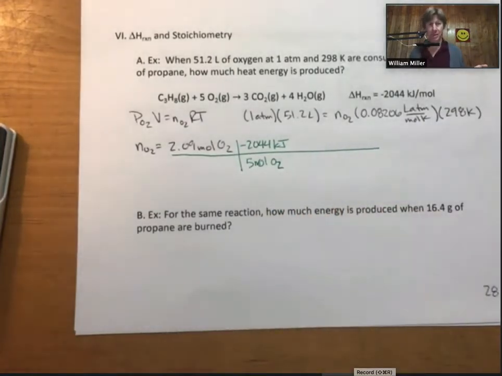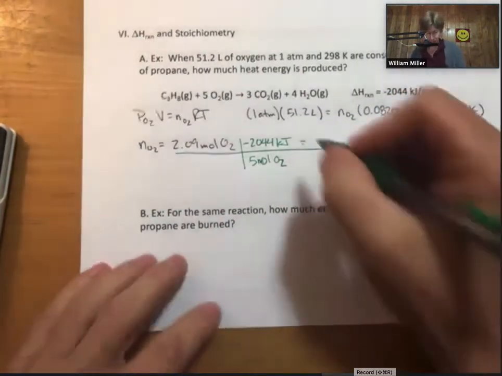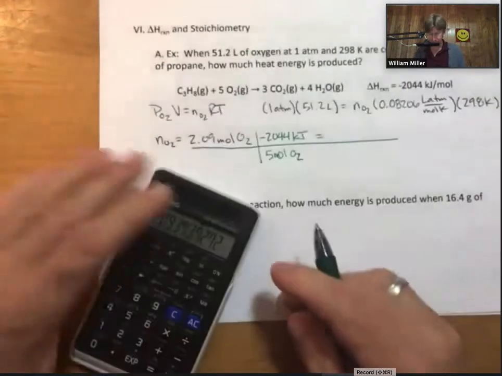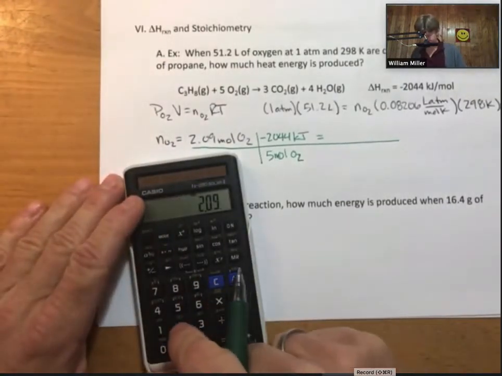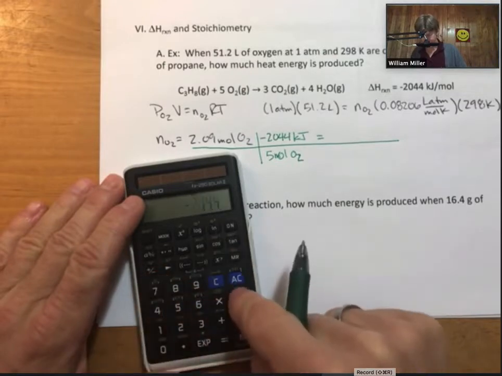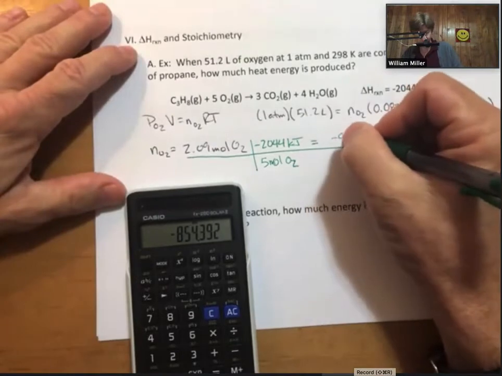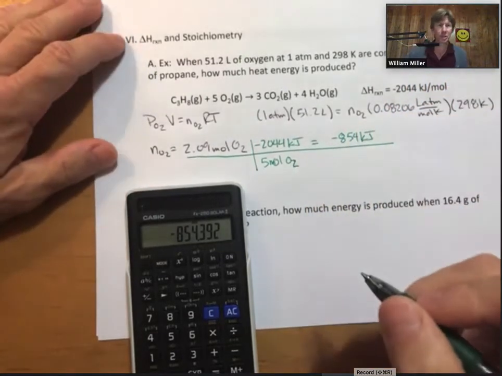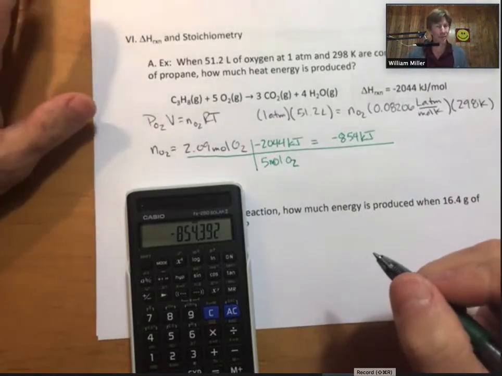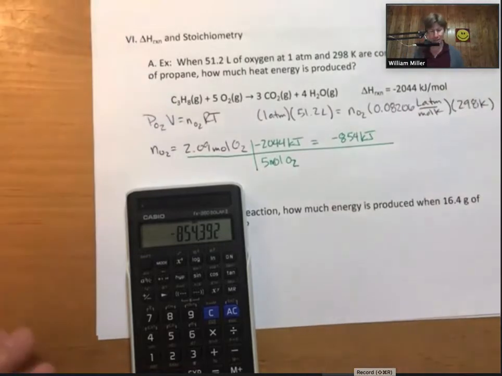I think my picket fence is too long because I'm trying to find how much heat energy is produced, and I'm there. That's an equal sign. I get negative 854 kilojoules, and that's just energy. That's an amount of heat energy. That's like a Q. And the negative part tells you that it's produced.